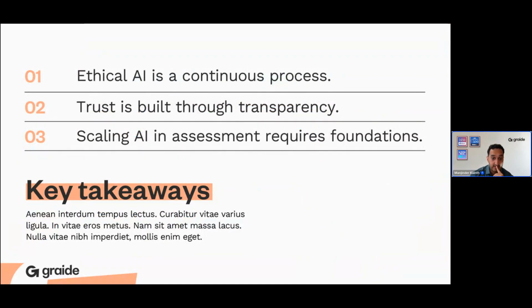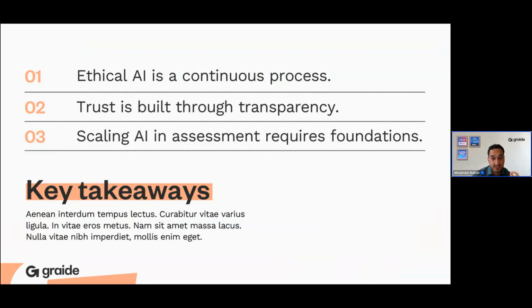And then really, if I were to boil this down into three key takeaways, I think there are three things to take away. The first is that ethical AI is a continuous process, right? It's not a box ticking exercise. The next is that trust is built through transparency and also fairness and accountability, which I guess wasn't written here.